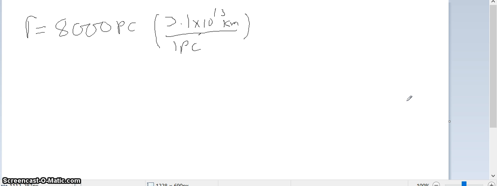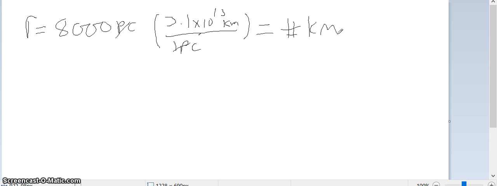We're going to use this conversion. 1 parsec is 3.1 times 10 to the 13th kilometers. And of course the parsecs will cancel, and that'll give you some number of kilometers, which is exactly what we want.